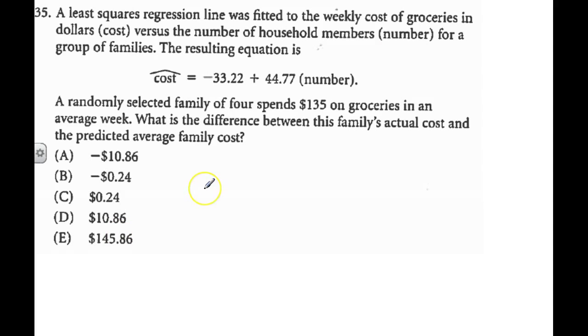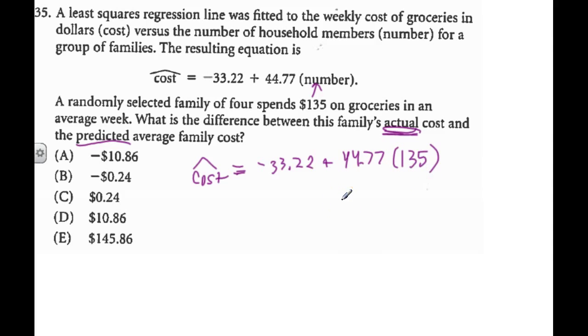Okay, so here is the least squares regression line. What is the difference between the family's actual cost and the predicted? The line is used to make predictions. So if we plug this in there for the number, we're going to be able to make a prediction here. So we would say the predicted cost, that little hat means predicted, would be negative 33.22 plus 44.77 times 135. So if you type that in your calculator, you should get the predicted cost here.